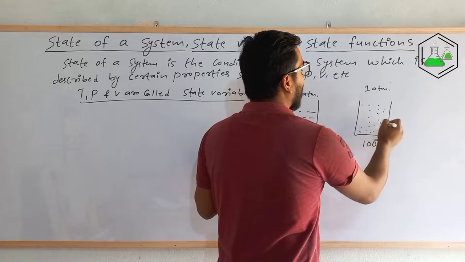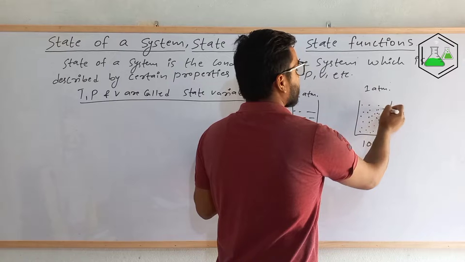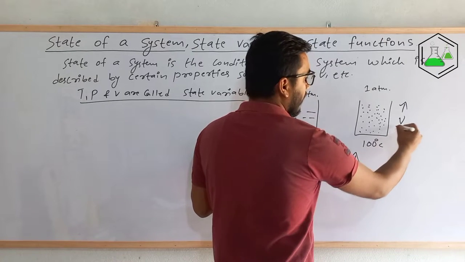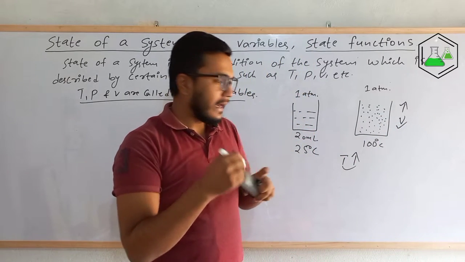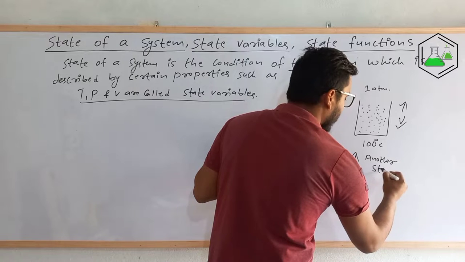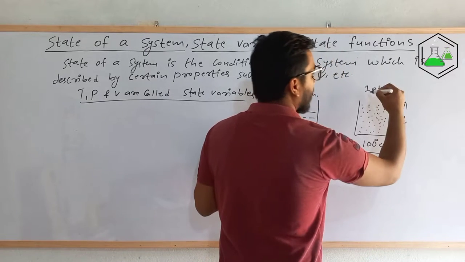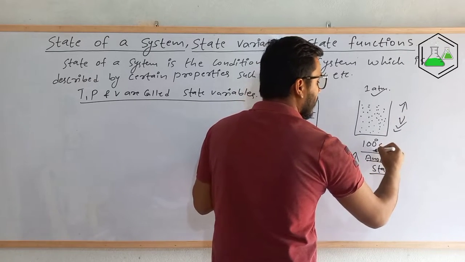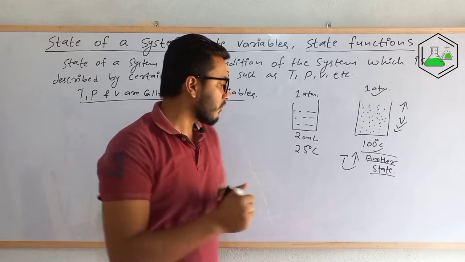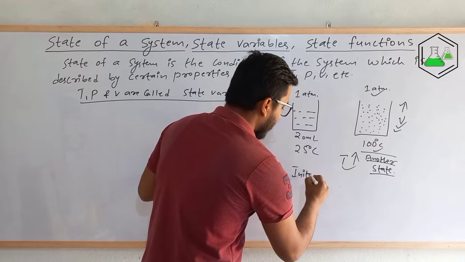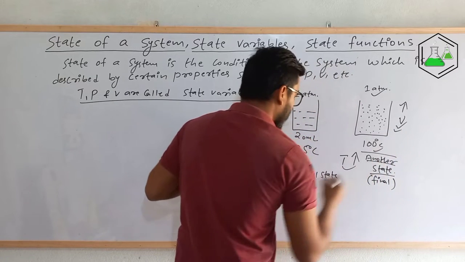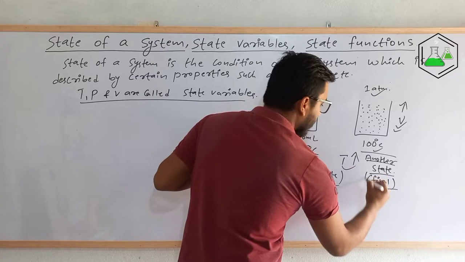The system is now a vapor, right? And its volume obviously increases. As temperature has been increased, volume will also increase. And this is another state, okay? This is another state of the system, because here also we know what is the pressure, what is the volume, what is the temperature. So these are the known variables, that's why it is also a state, right? So this is the initial state, and this is the final state of the system.